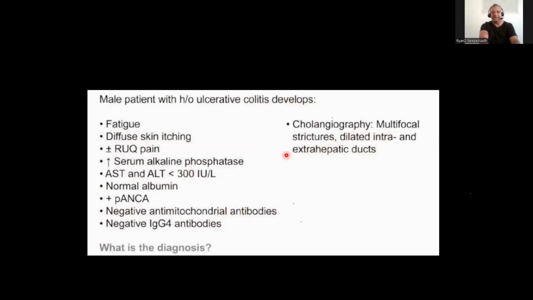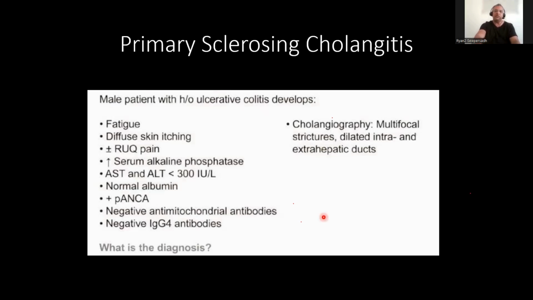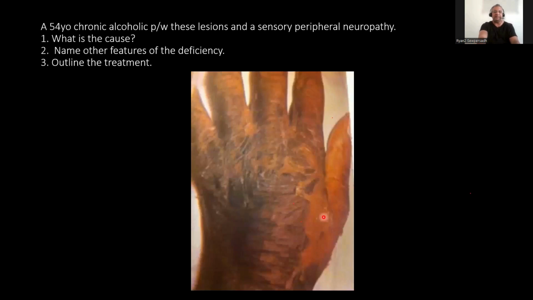So this is the highest yield statement in this scenario. Cholangiography shows you multifocal strictures, dilated intra and extrahepatic ducts. Now, remember, guys, we said that ulcerative colitis is linked with what condition in the liver? PSC. Yes, absolutely. Primary sclerosing cholangitis, which involves both the intra and the extrahepatic ducts, versus primary biliary cholangitis, which is linked with anti-mitochondrial antibody and involves primarily the intrahepatic bile ducts, not the extrahepatic.